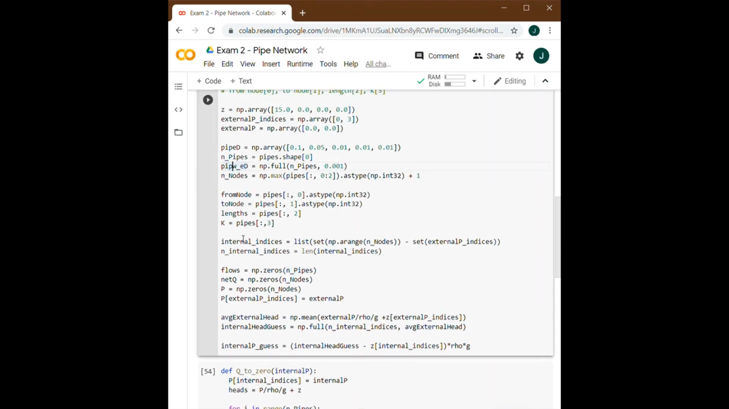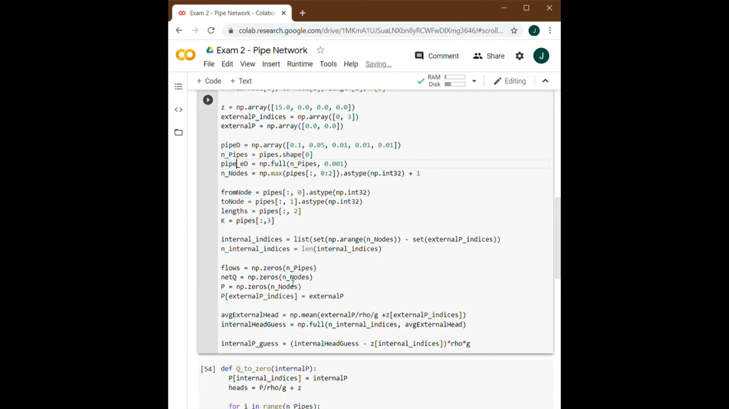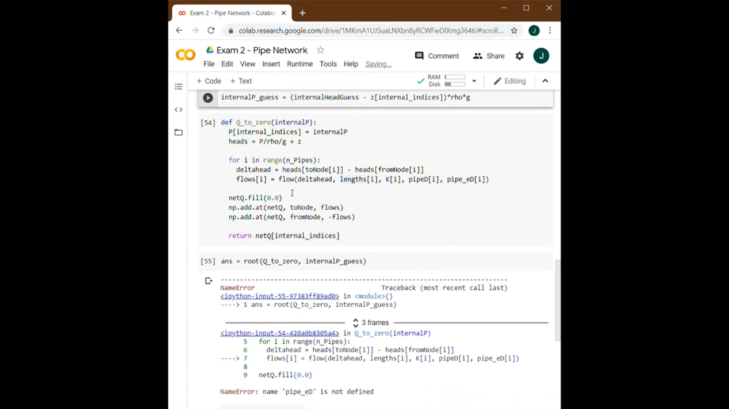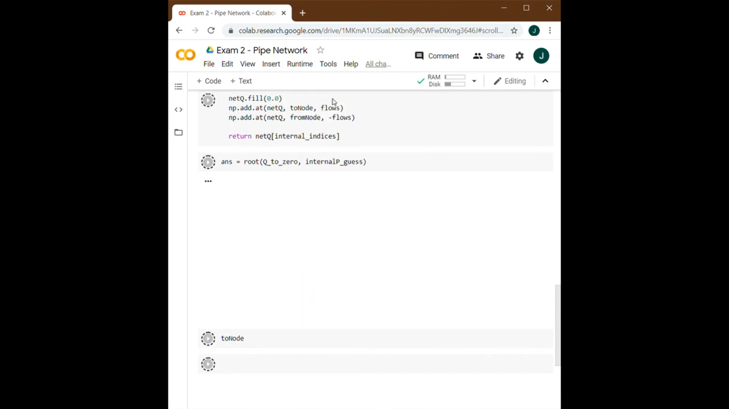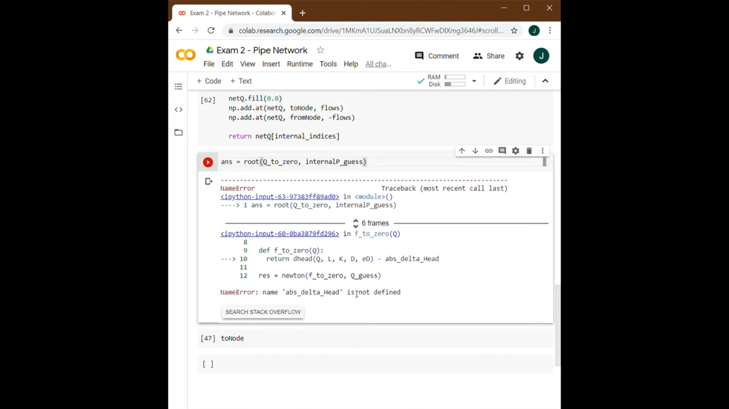Okay, here's the problem. We have a typo. I misspelled pipe ed, and so when the function tried to call it here, it couldn't find anything. So rerunning all these again, we have another error.